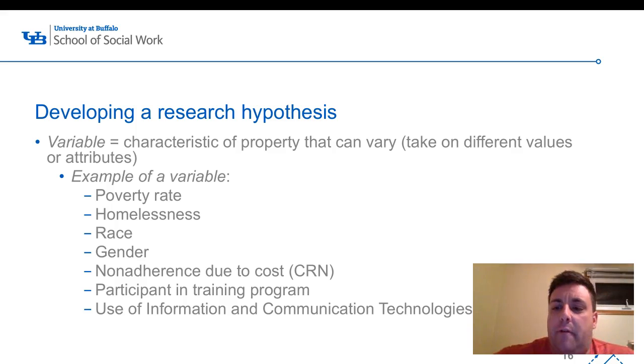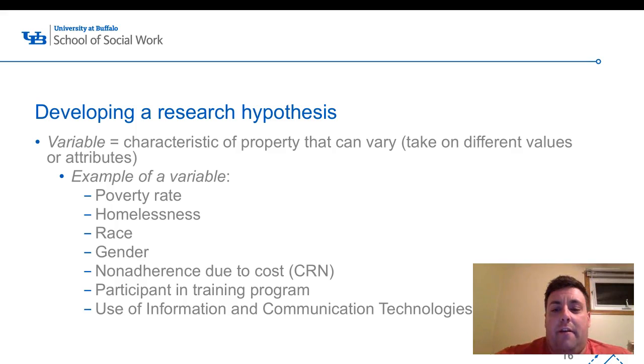So we've talked about a vocabulary word, or we've used a term here that I actually think is a pretty important vocabulary term, and that word really is variable. Research is often really about relationships between variables, and a variable is really nothing more than, that slide should say characteristic or property, not of property, characteristic or property, that can vary.